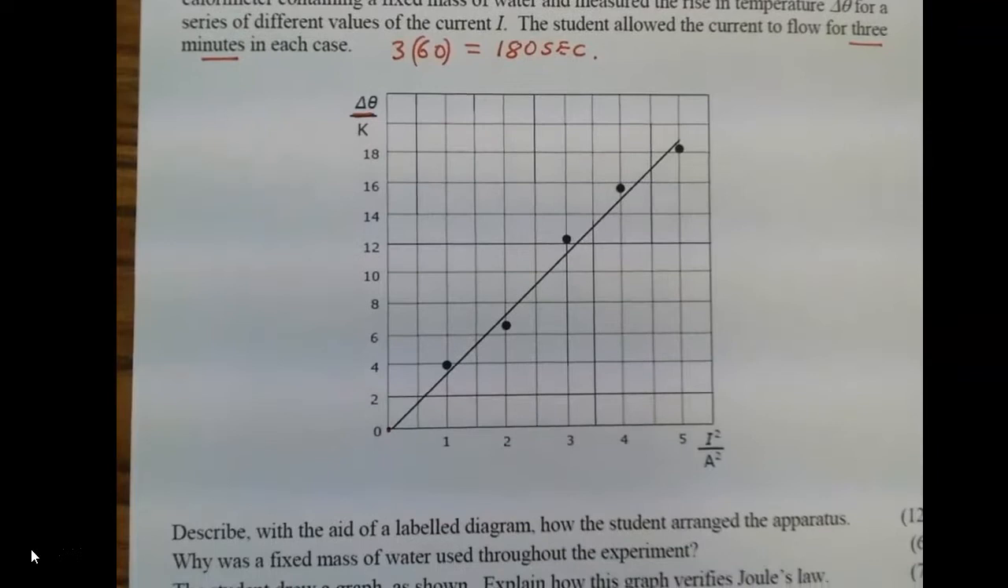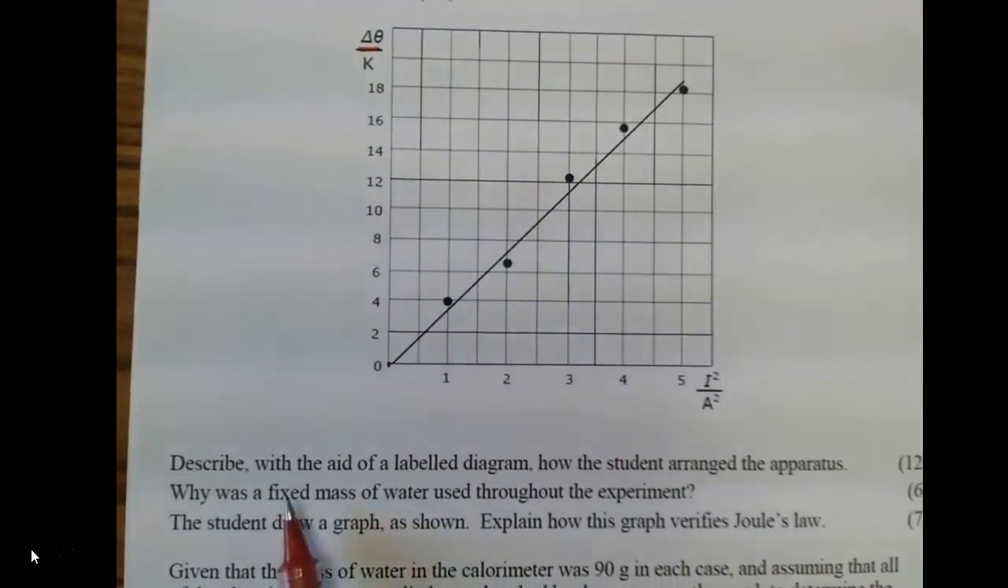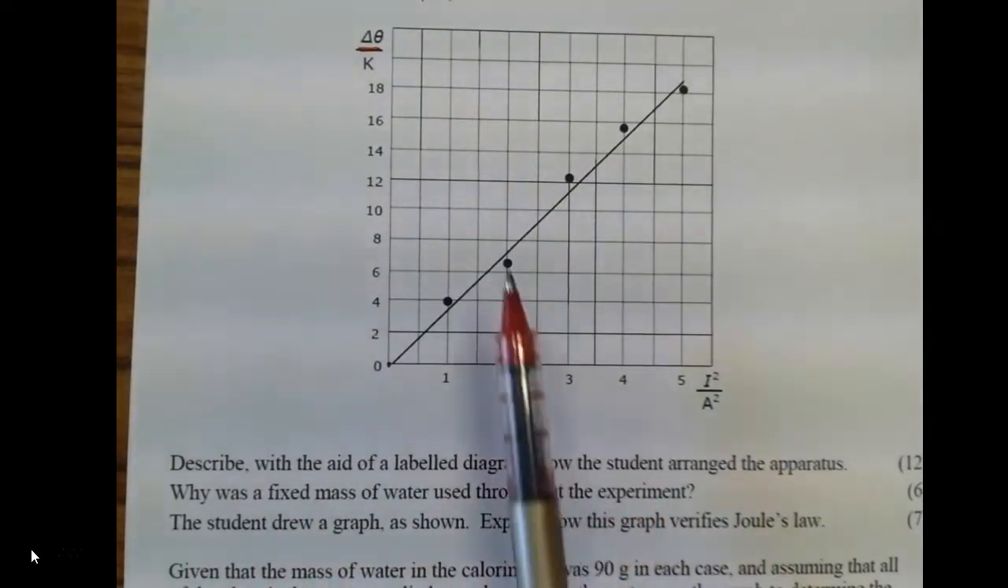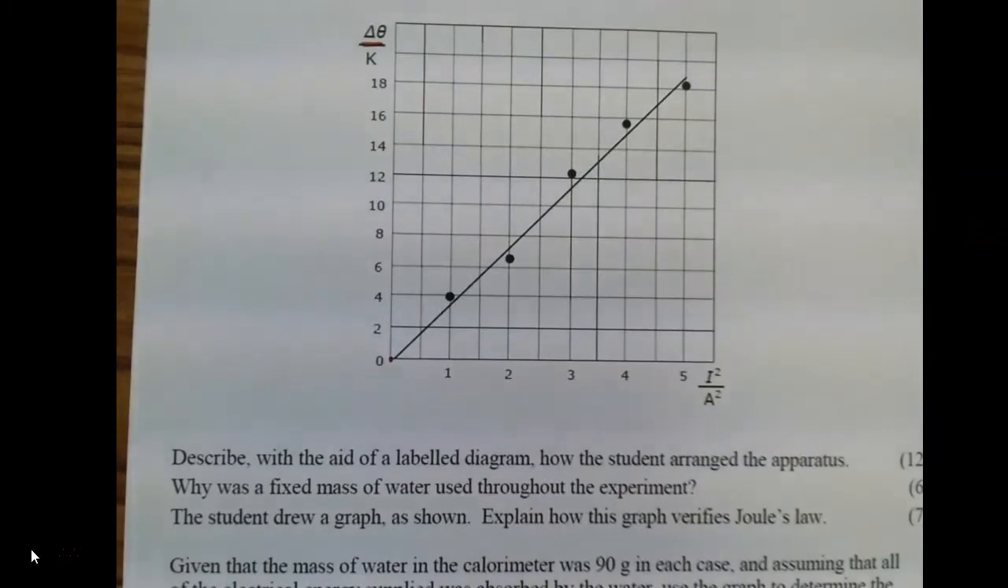The question continues. It says, describe with the aid of a labelled diagram how the student arranged the apparatus. That means don't just give a labelled diagram, try to give a little bit of detail as well. Why was a fixed mass of water used throughout this experiment? Explain how the graph above verifies Joules Law, and a little bit of calculation required then.